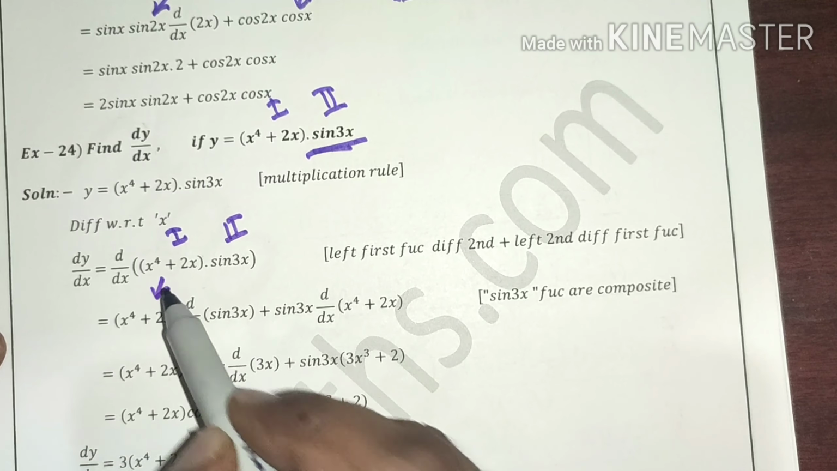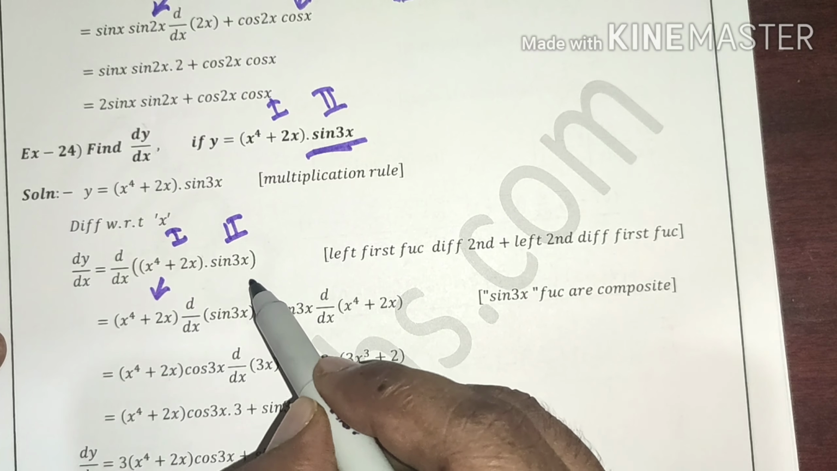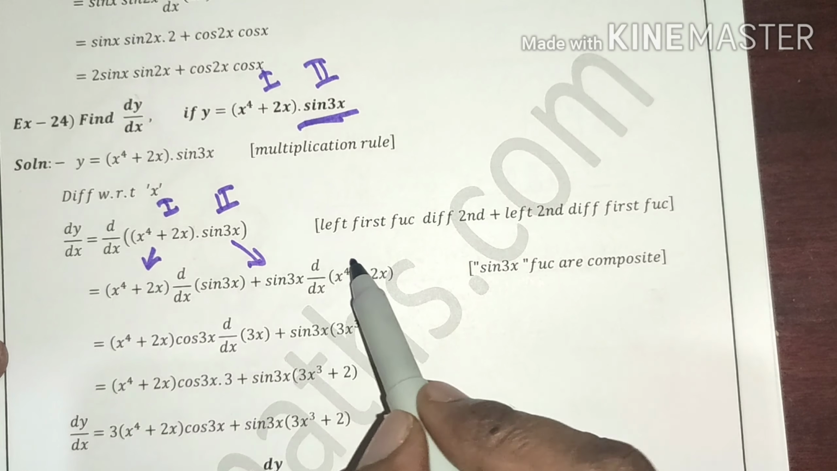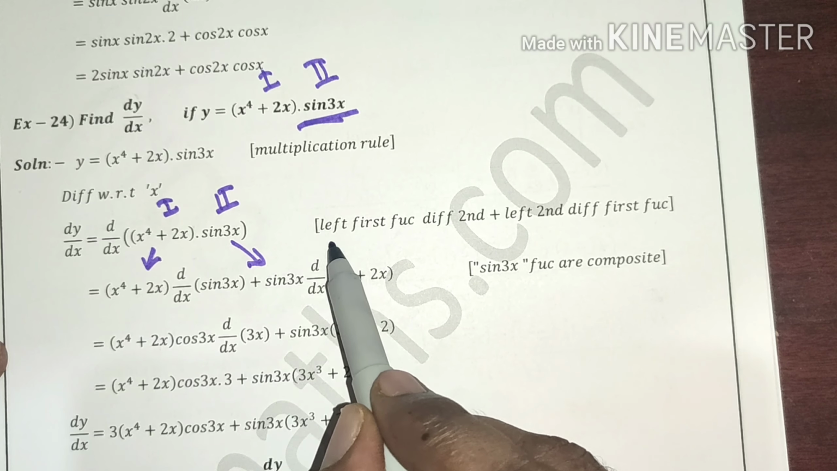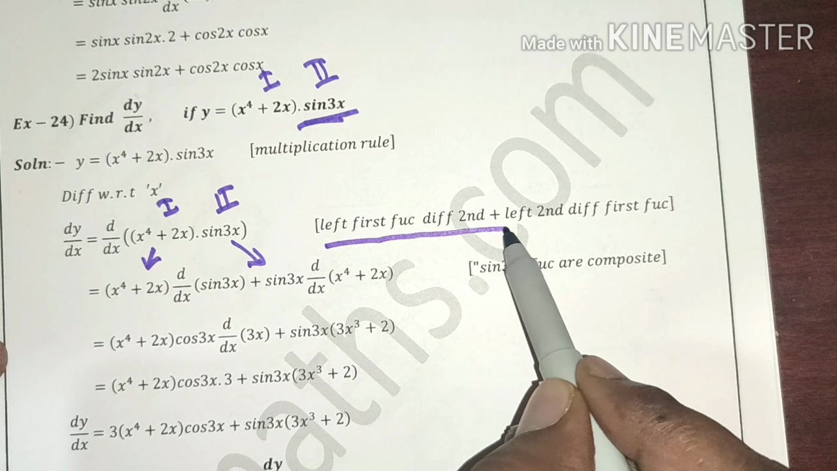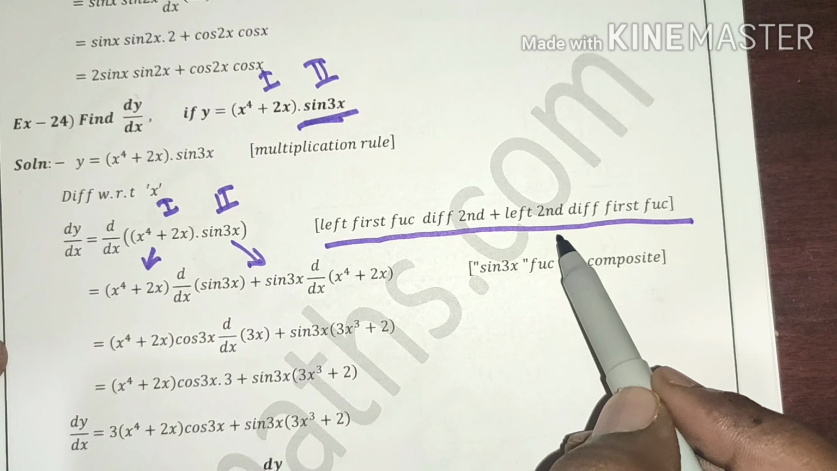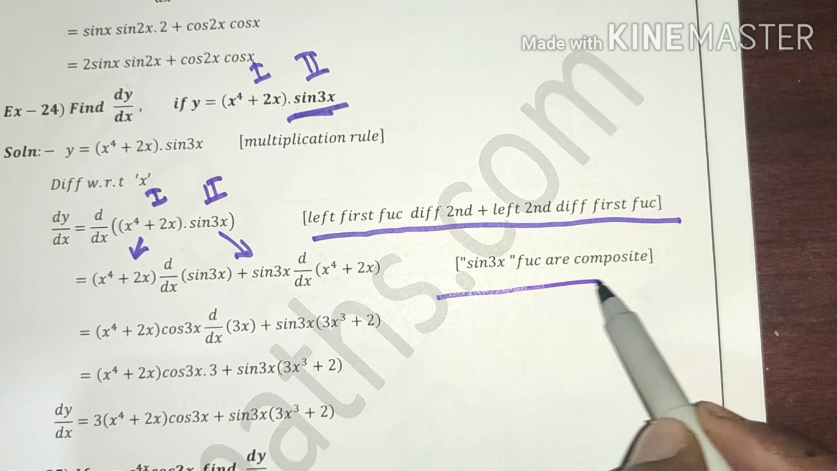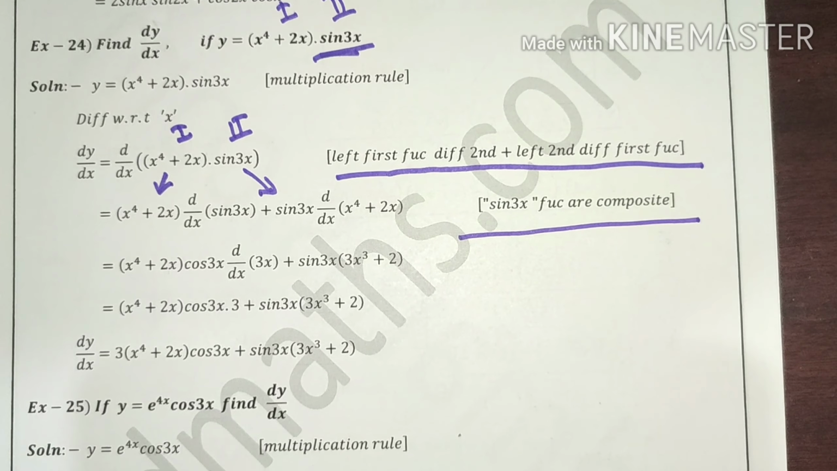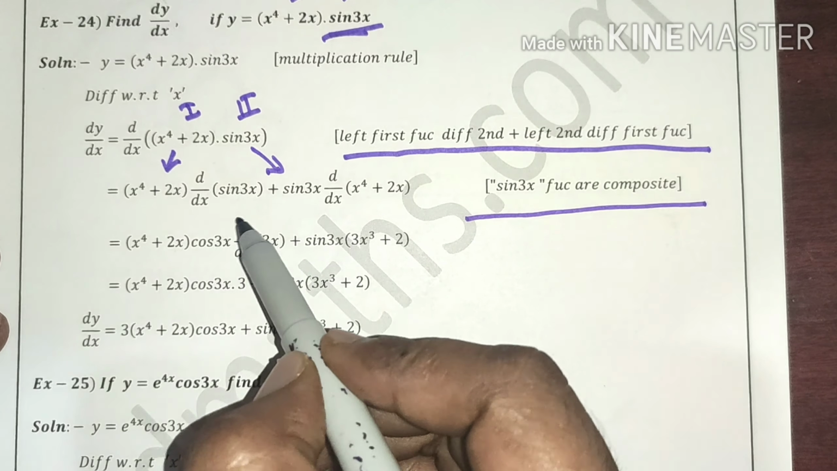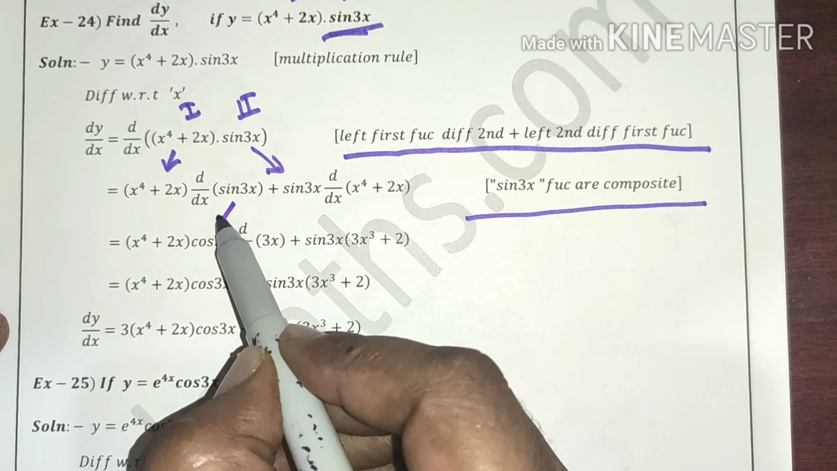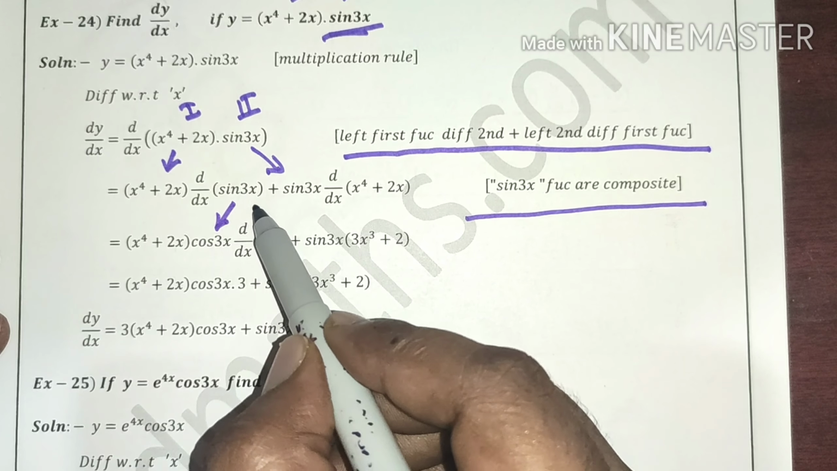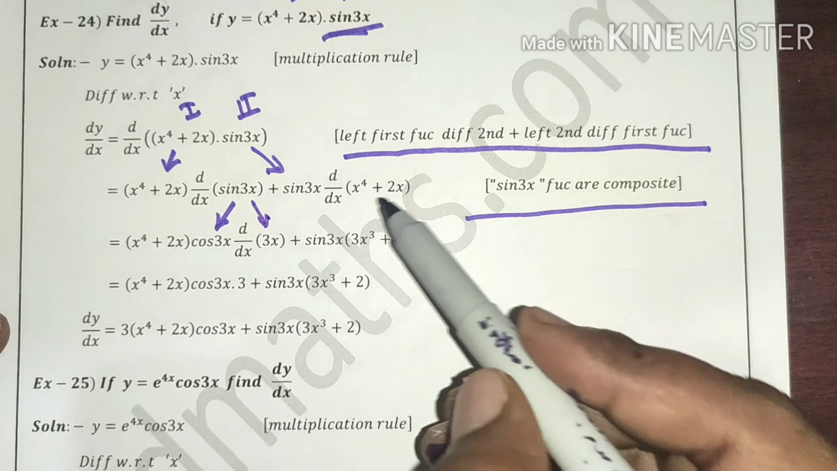We leave the first function, take the derivative of the second, plus we leave the second function, take the derivative of the first, because our rule is: leave first function, differentiate second, plus leave second function, differentiate first. Now see here, sin 3x is our composite function. We know that the derivative of sin 3x is cos 3x, and because sin 3x is a composite function, that's why we take the derivative of 3x again.